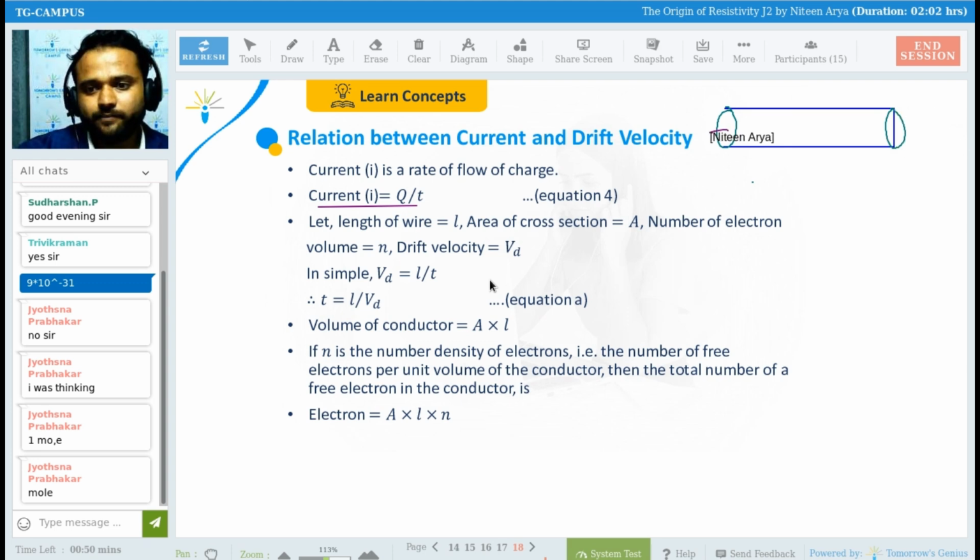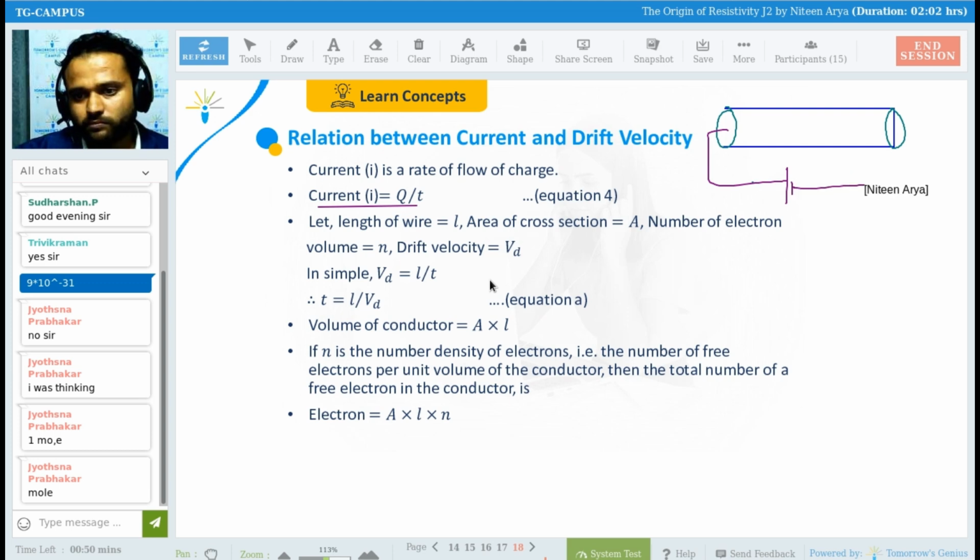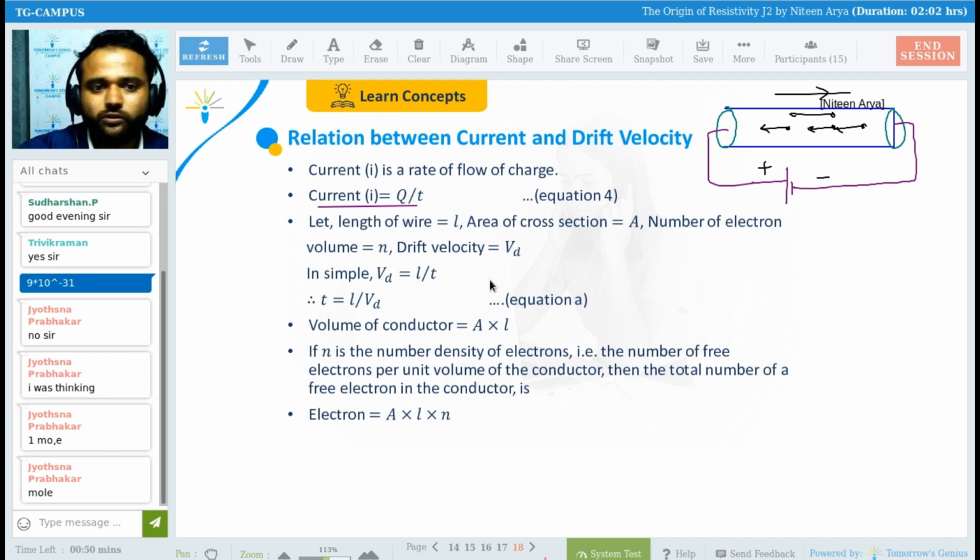The moment I apply this battery, this is your positive and negative terminal. Obviously electrons tend to move in this direction, opposite to the direction of the electric field. The electric field is going to be in this direction, and current I is also going in this direction. So suppose this is a conductor of length L.